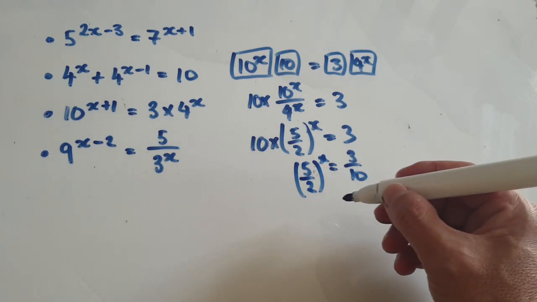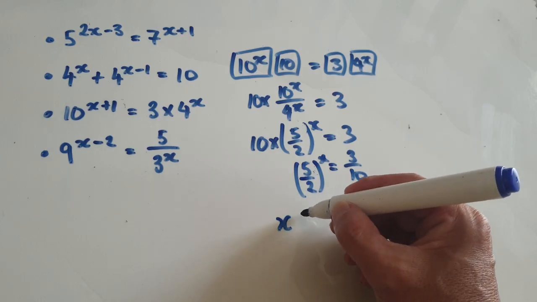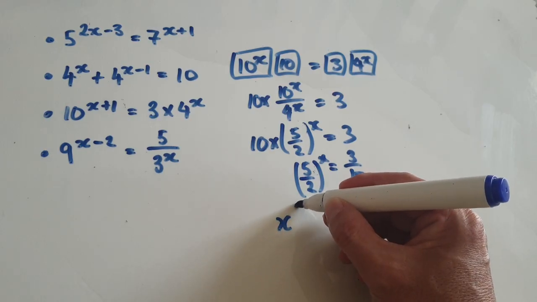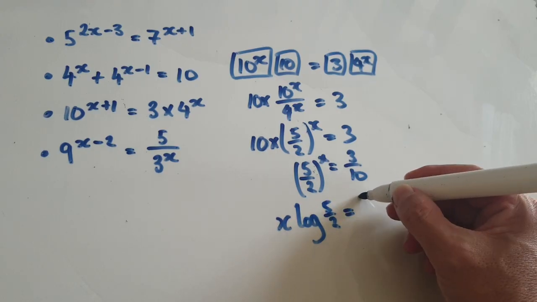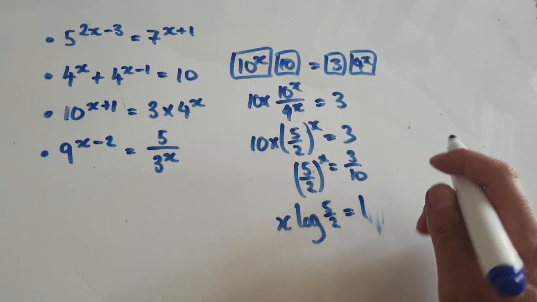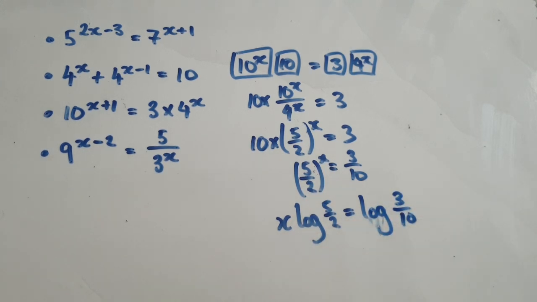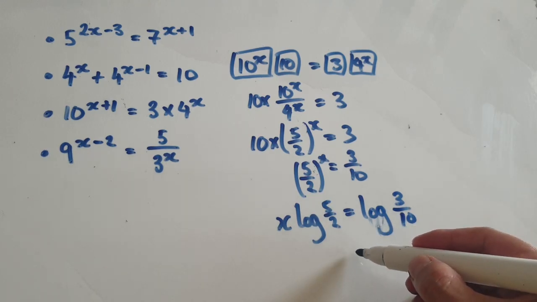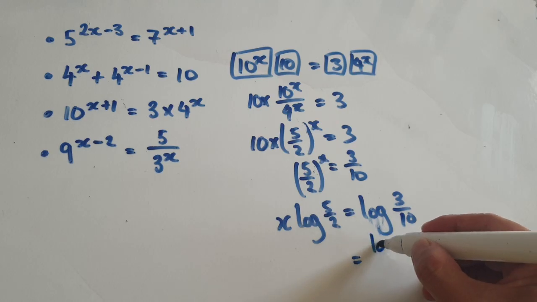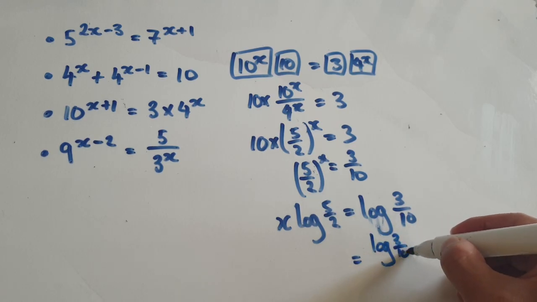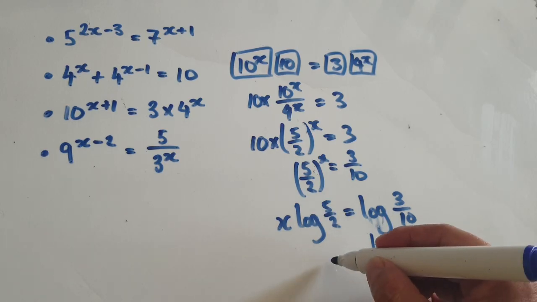Take the log of both sides. That will be x log 5 over 2 equals log of 3 over 10. And then this thing here, well, divide both sides by this thing here. So that would be log 3 over 10 divided by log 5 over 2 equals x.